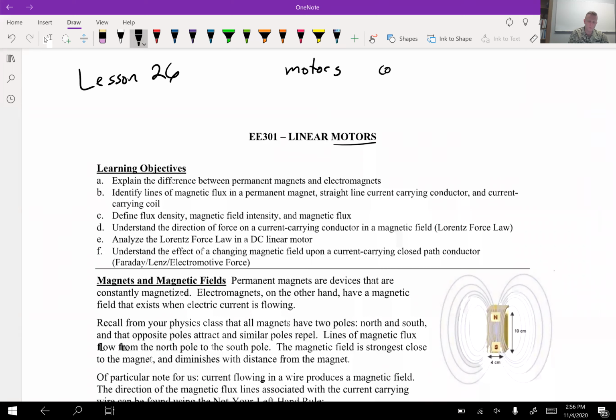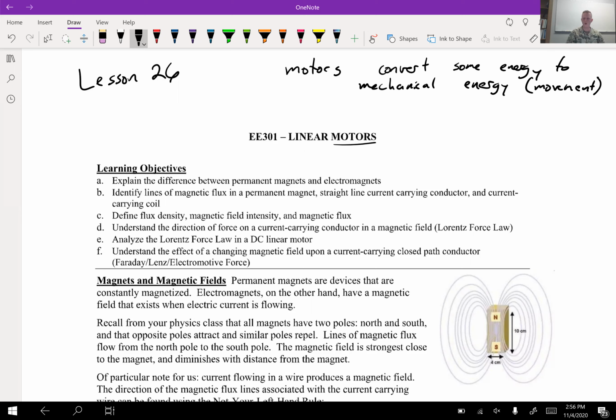Motors convert some form of energy to what? To mechanical energy. We can also think that it creates movement. If I have a motor, I'm motorizing something. My car motor is turning combustion and outputting mechanical energy that's spinning something so that my car can move. So we're going to do the same thing with electrical motors. Electric motors are going to convert electrical energy into mechanical energy.